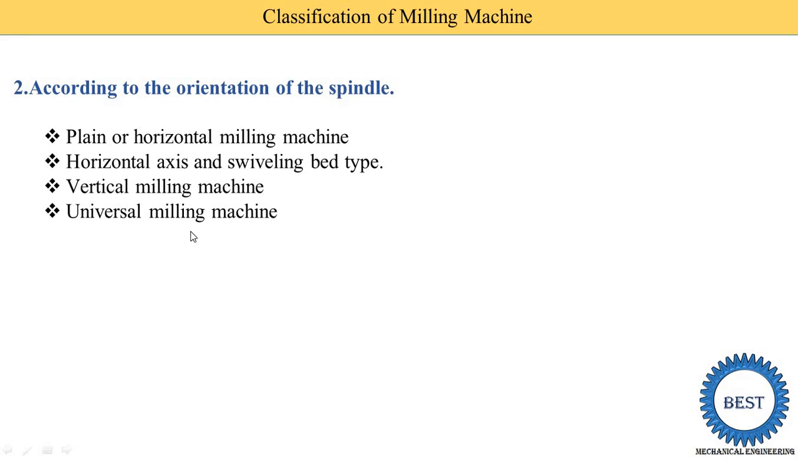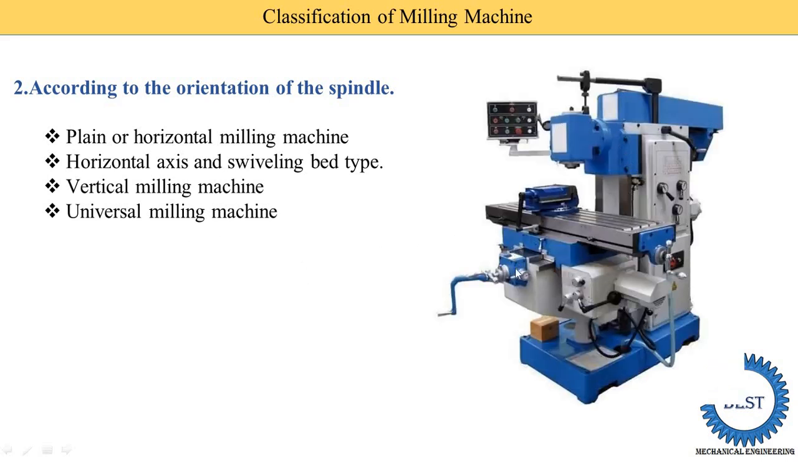Next is the universal milling machine. Here you see an image of the universal milling machine. In a universal milling machine the spindle may be horizontal or vertical, or it may be inclined at any angle. Here you see a vertical image, but it is rotated using a screw mechanism. It may be horizontal or adjusted at various angles. That's why it is known as the universal milling machine. It is the combination of horizontal and vertical, and we can also set it at various angles like 30, 45, and 60 degrees.